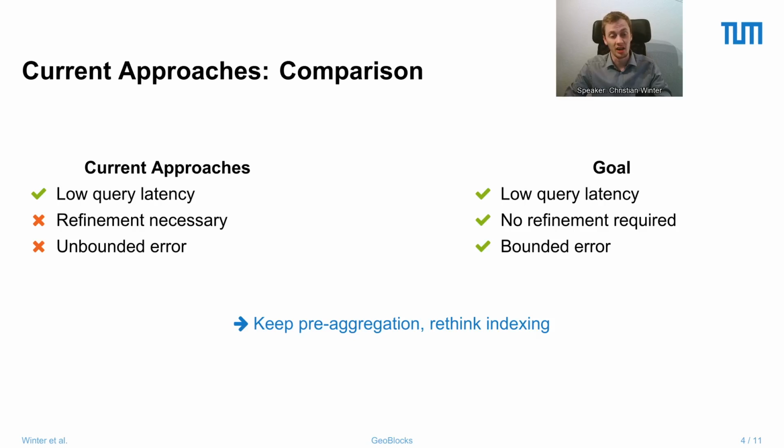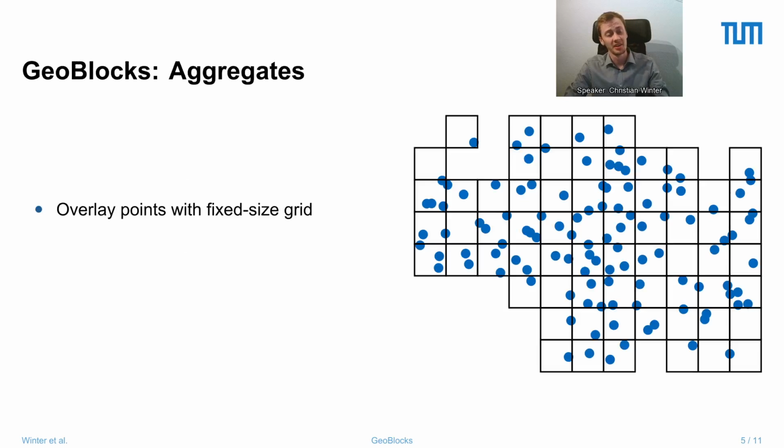Next, I'll give you a high-level overview of GeoBlocks. For the technical details on how everything works, I'd like to refer you to our paper. As I said, we need to rethink the indexing. What does this mean for us?